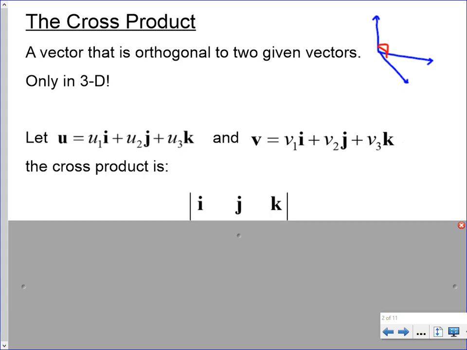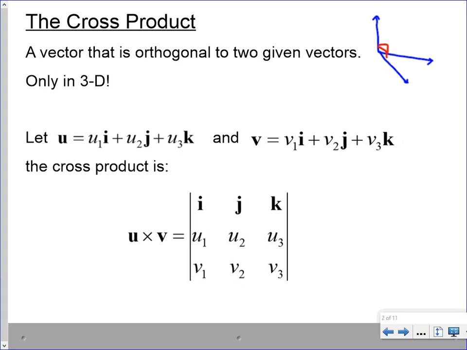Then their cross product is, note that it's notated with like an X in between them as opposed to a dot. So we're talking differently than the dot product. We're talking about the cross product. You're going to see the X cross in between the 2.